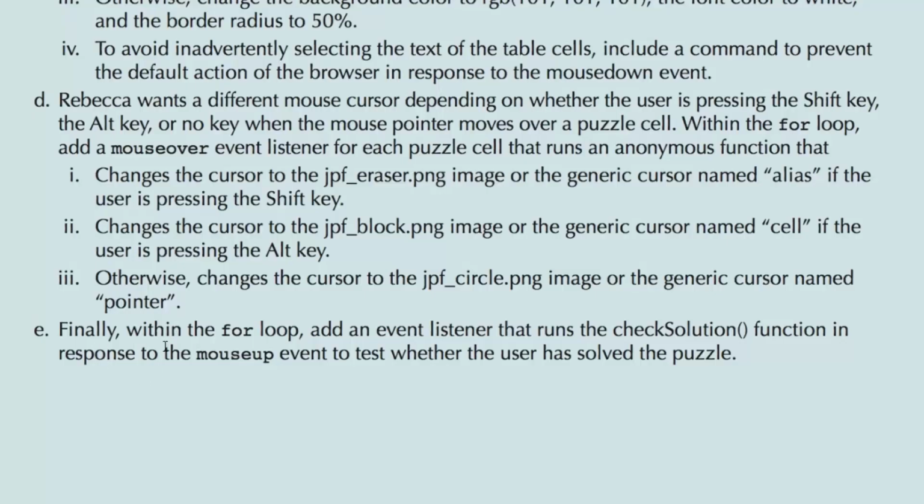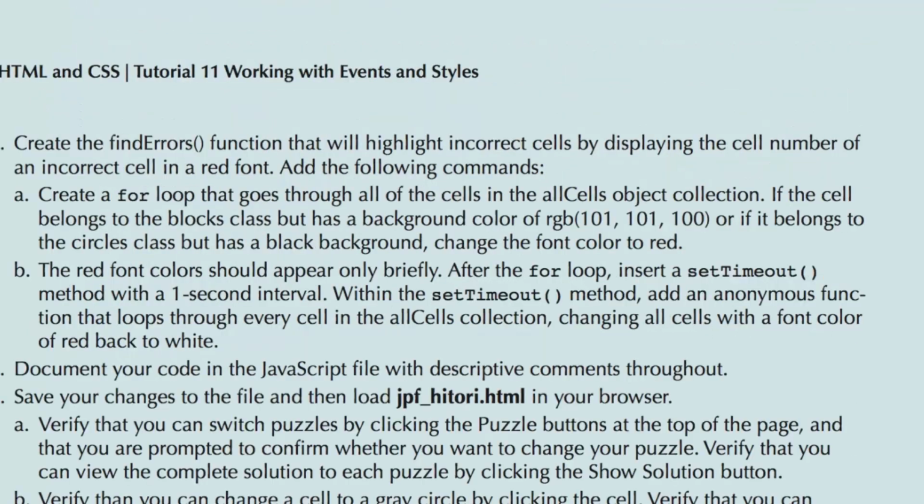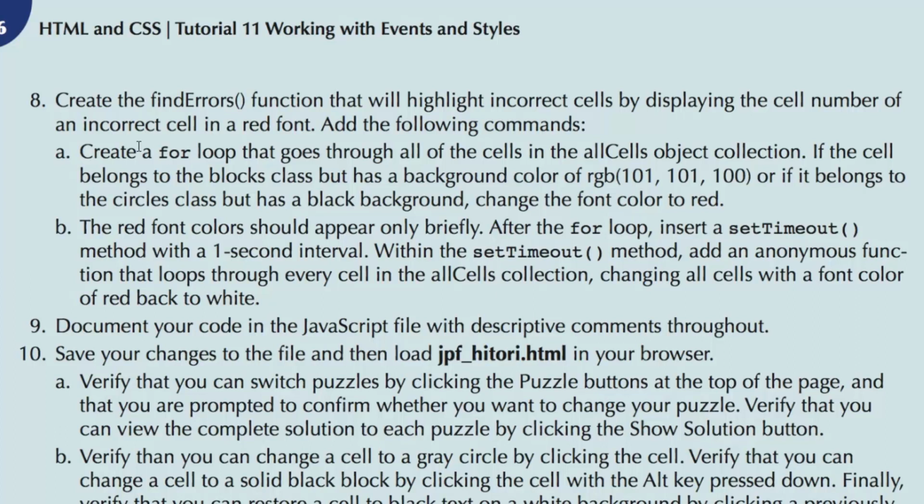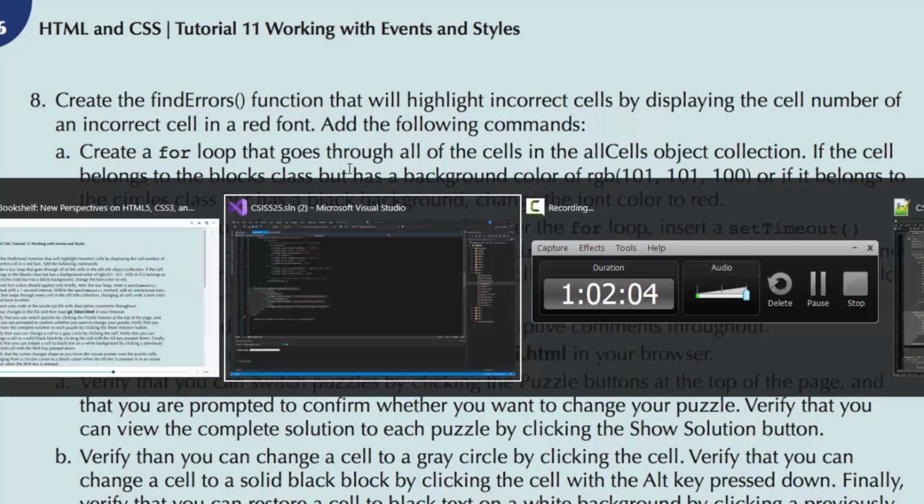Okay, step 7E now. For the for loop, add the event listener that runs checkSolution. We did that already. So we're up to step 8. We want to create the findErrors function that will highlight incorrect cells by displaying the cell number of an incorrect cell in a red font. So let's start the function.